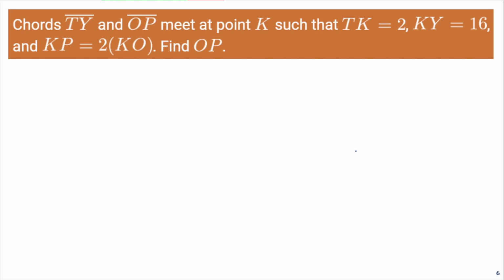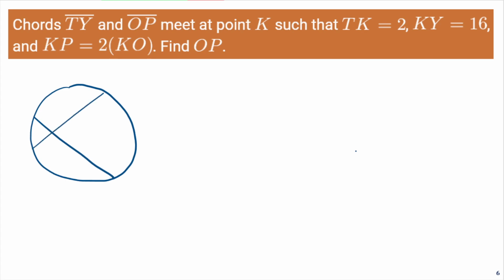Okay, first let's do a quick sketch to illustrate the situation here. So we have a chord TY, another chord OP. They meet at some point K. So from the power of a point K, we have KP times KO equals KT times KY, right?